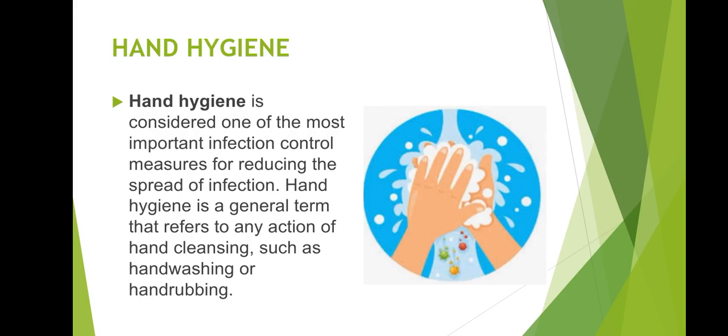Hand hygiene is considered one of the most important infection control measures for reducing the spread of infection. Hand hygiene is a general term that refers to any action of hand cleansing, such as hand washing or hand rubbing. Hand hygiene is the act of cleaning one's hand with soap and water to remove viruses, bacteria, microorganisms, dirt, and other harmful substances stuck to the hand.